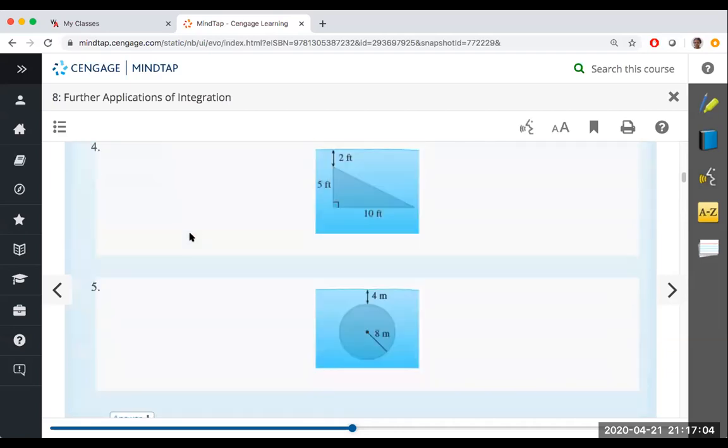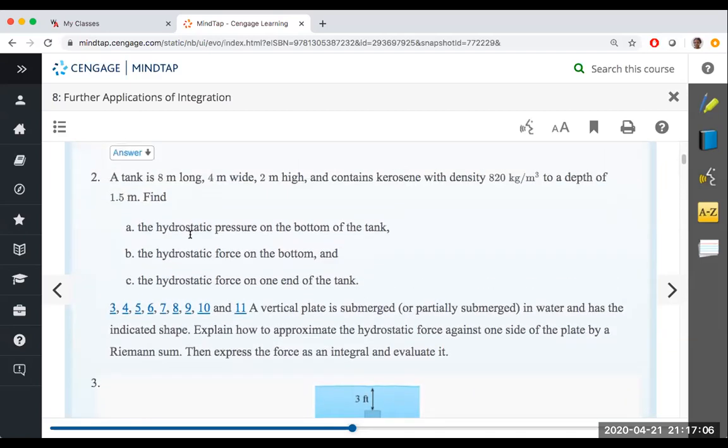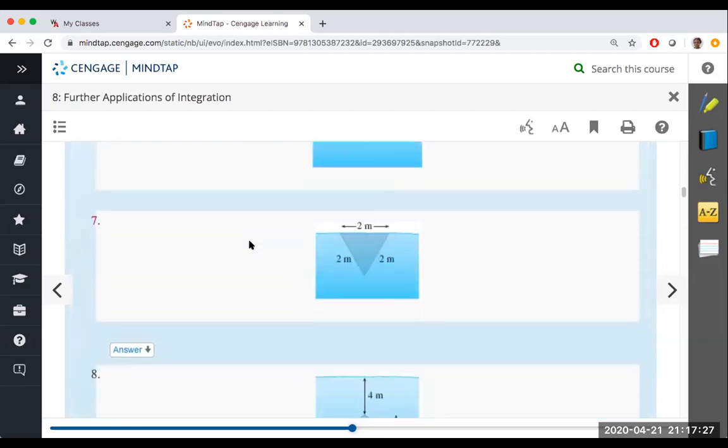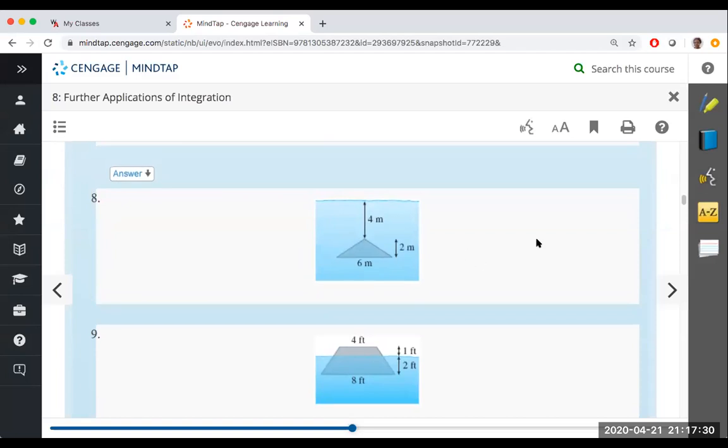The prompt tells us you have this vertical plate submerged or partially submerged in water, with the indicated shape. Explain how to approximate the hydrostatic force against one side of the plate by Riemann sum. You don't have to explain it in words, you just make the Riemann sum, and then express the force as an integral and evaluate it. So number 8 is right here. All right, let's go back to the whiteboard here.